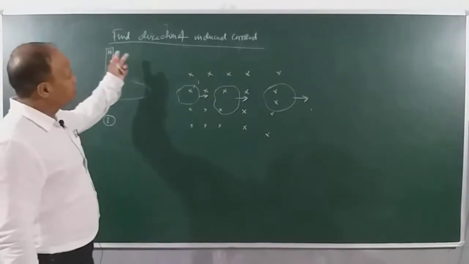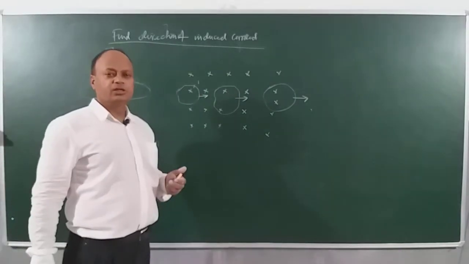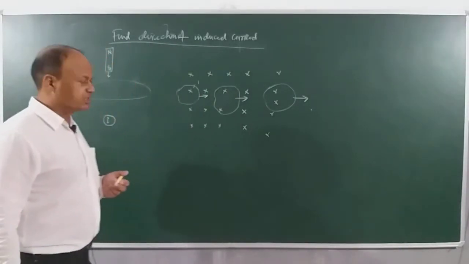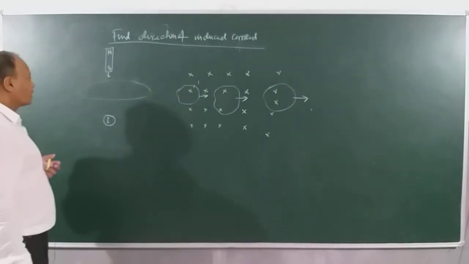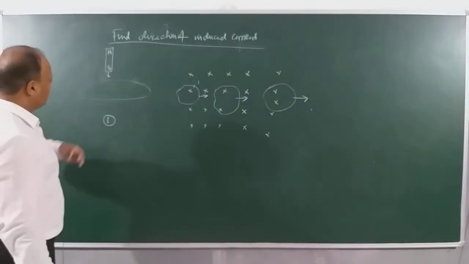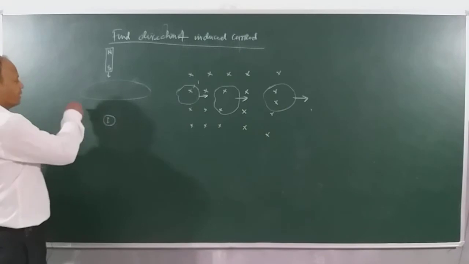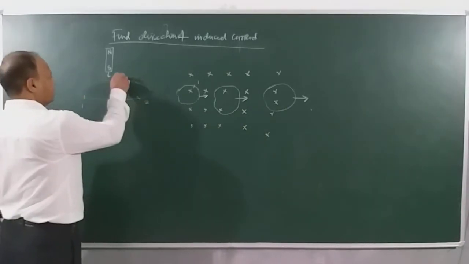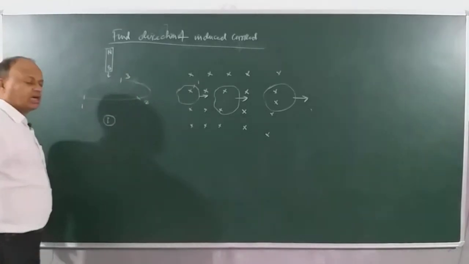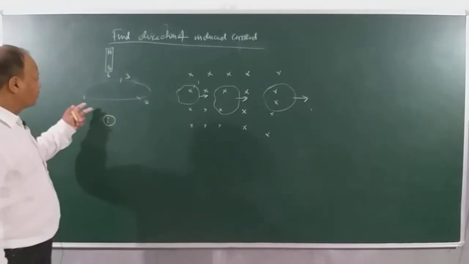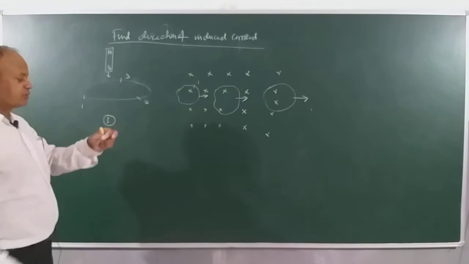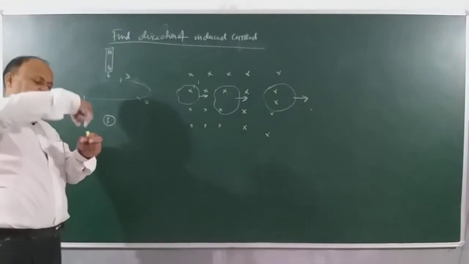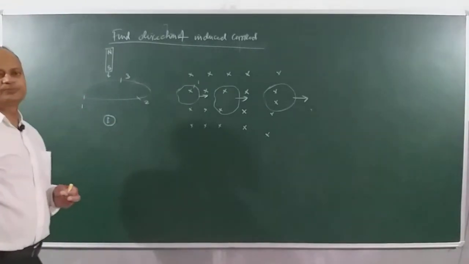Here we have got two questions. Find the direction of the induced current in these two cases. Here we have a coil and there are 3 points: 1 here, 2 and 3. I want to find out what will be the direction of current in the coil, and you can see this is a coil and the magnet is falling through it.